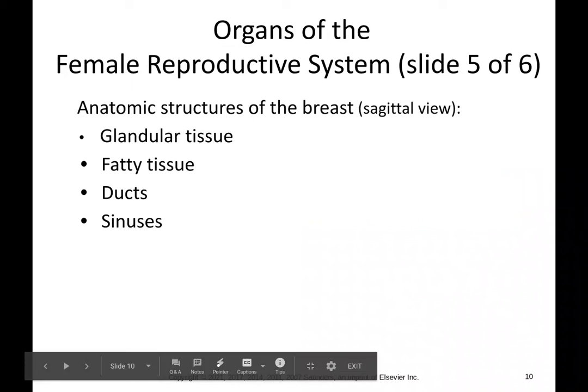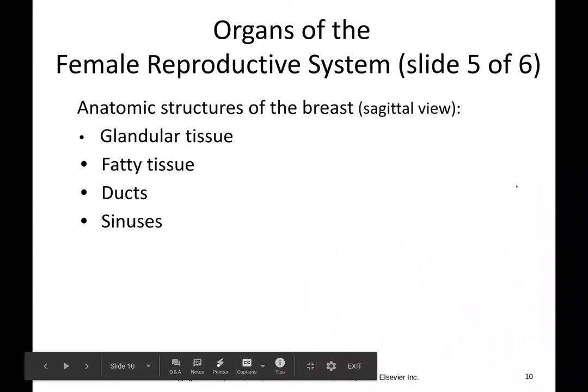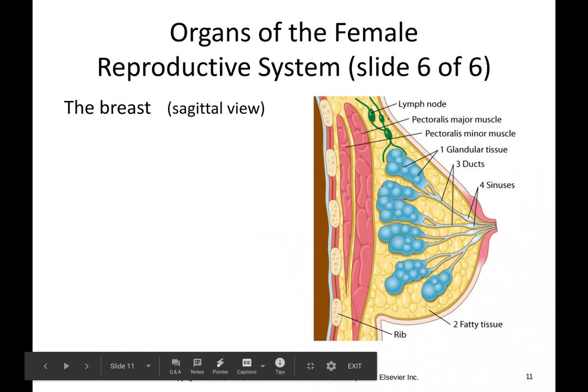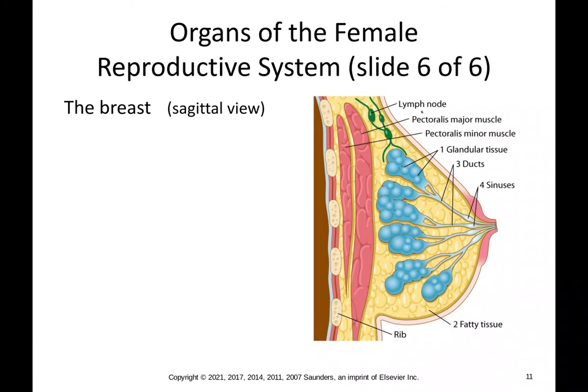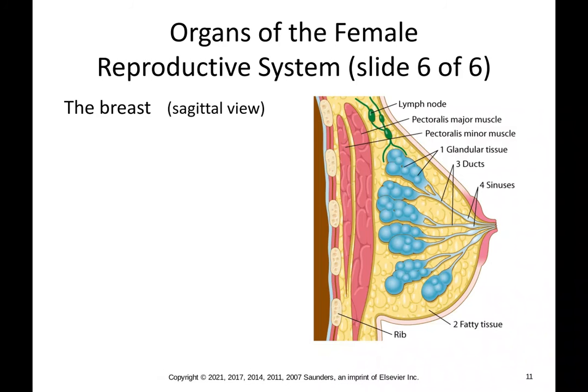All right, we'll look at the anatomical structures of the breast in a sagittal view. There will be glandular tissue, fatty tissue, ducts, and sinuses. Also lymph nodes up here, the pectoralis major and pectoralis minor muscles underneath the breast, glandular tissue attached to ducts, attached to sinuses, all surrounded by fatty tissue, and then the ribs are back here underneath the pectoral muscles.